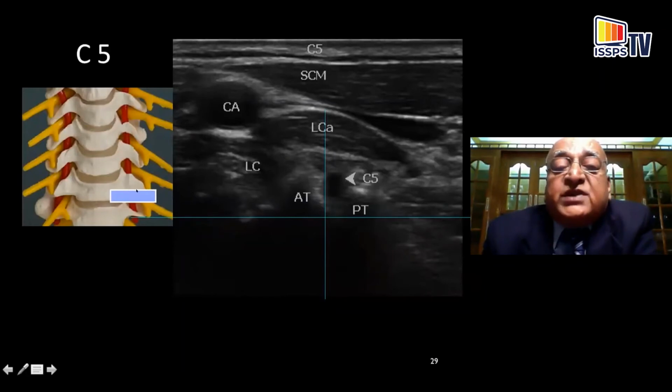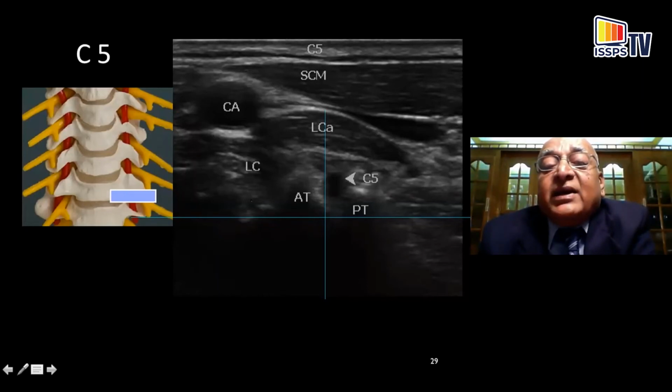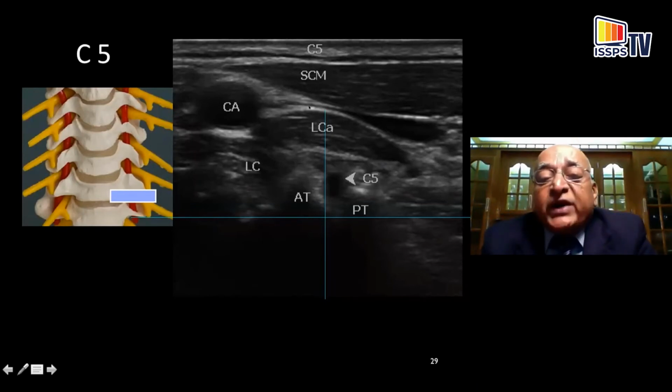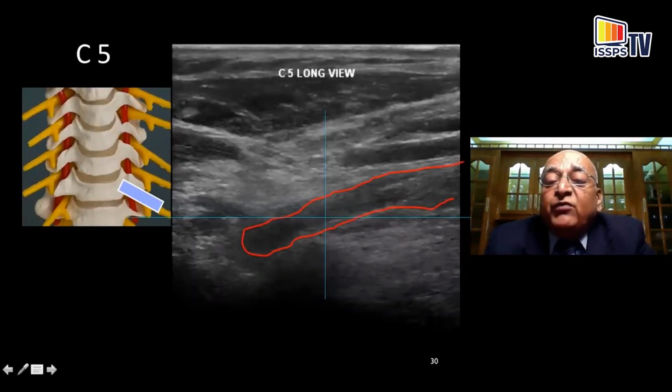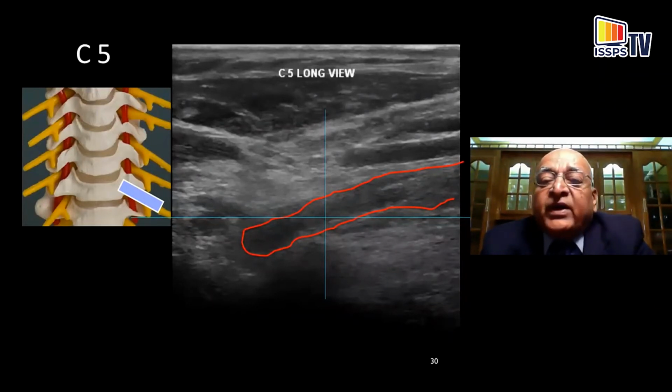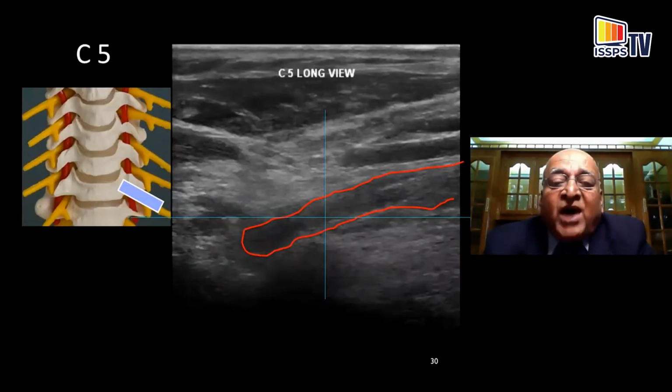And you can see in a transverse view the C5 nerve root exiting the foramen. Just above that will be your longus capitis muscle, and medial to it is your longus colli muscle. I have squished the internal jugular vein, as you can see right above. Now, if you were to look at it in a longitudinal view, this would be the longitudinal view of the nerve. Why am I looking at a longitudinal view? Because sometimes in patients with avulsion injury of the brachial plexus, you will find a neuroma at this location.